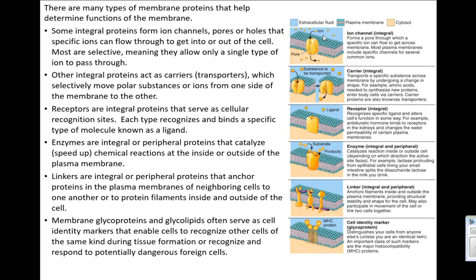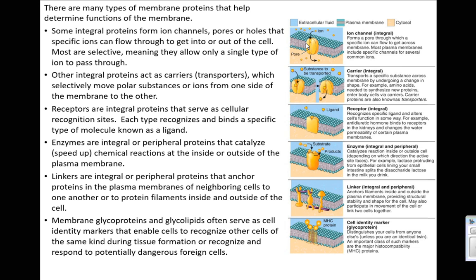Channels also can sometimes have a door on them. We call those gated, just like this door that needs to be open to allow us to come in and out. We'll talk a lot about these this semester. And we're going to talk a lot about movement across the membrane here today and next time.